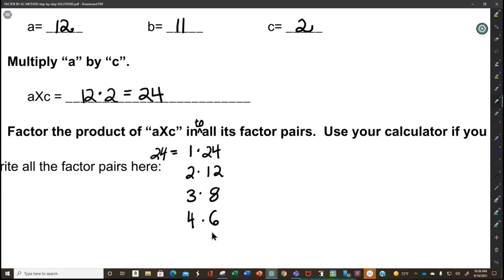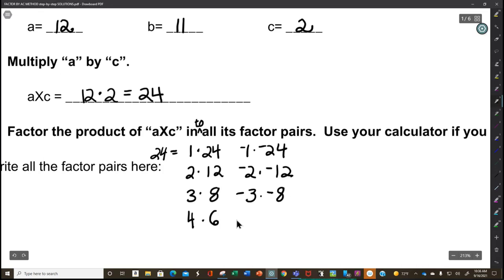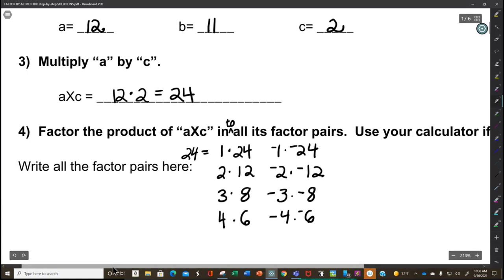Now, if I'm going to write all the factor pairs, then I would also write negative 1 times negative 24, negative 2 times negative 12, negative 3 times negative 8, and negative 4 times negative 6. Because negative times negative is positive. Okay, I've done it. And that's what I've done for step 4.